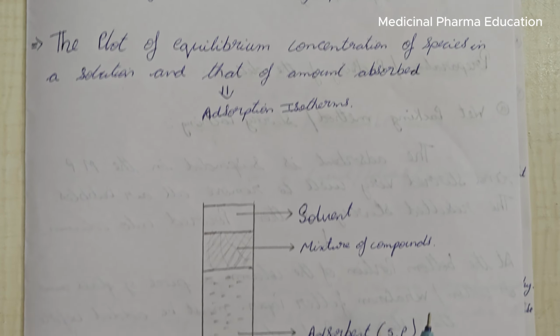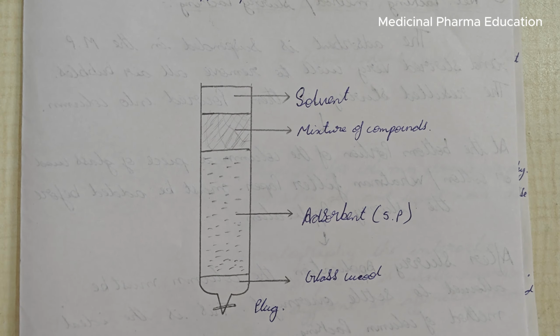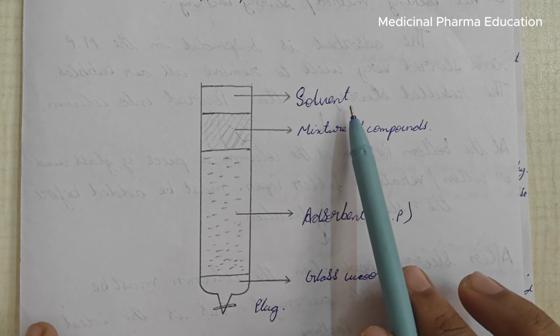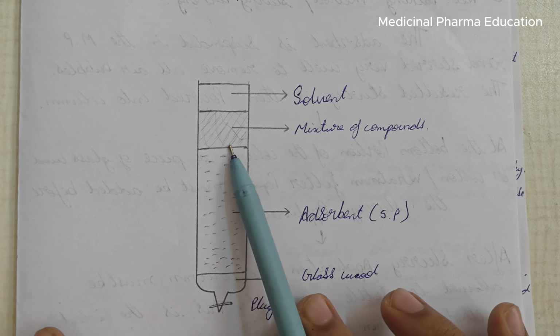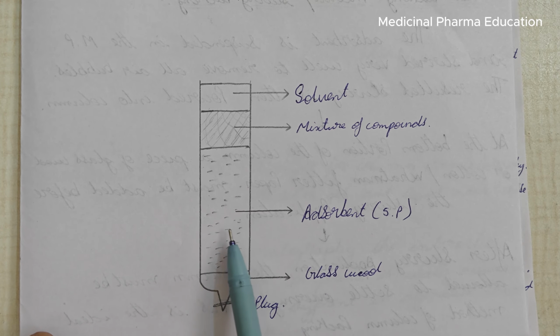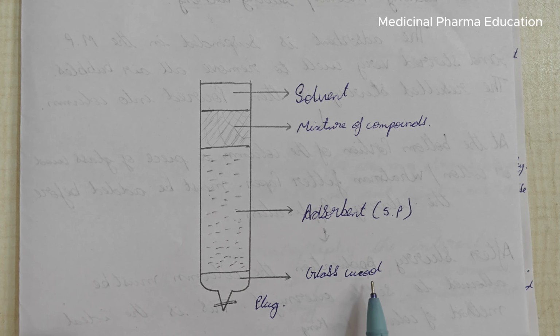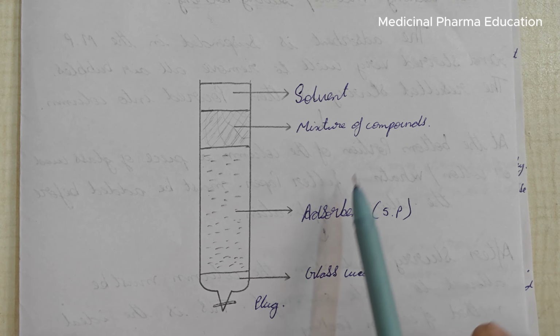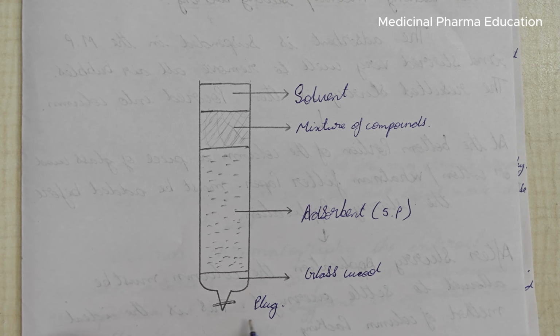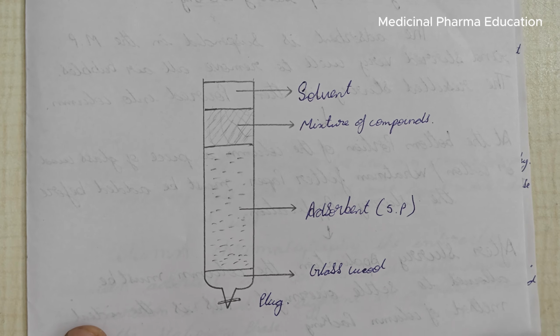Here is a small representation of the column chromatography. Here we will be placing the solvent mixture of components and the adsorbent, which is the stationary phase, and glass wool to prevent the adsorbent from passing through, and which allows the mobile phase. This is the plug which is used to pass the mobile phase.